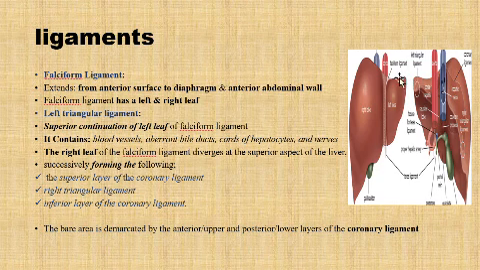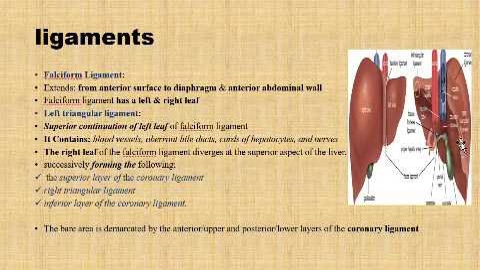The right leaf here, as it continues here, gives us 3 ligaments. You have the superior layer of the coronary ligament, this one which extends up to here. But also we have the inferior layer here, which extends also here to here, and also the right triangular ligament.